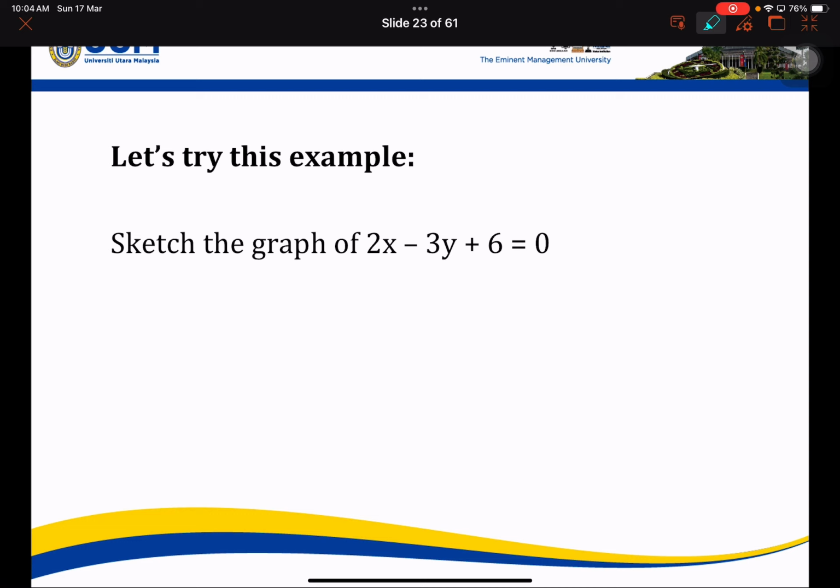Yes. If you know y-intercept is 2, correct? X-intercept is minus 3. So use these two intercepts to draw a straight line. Then you get your graph. Minus 3 now.